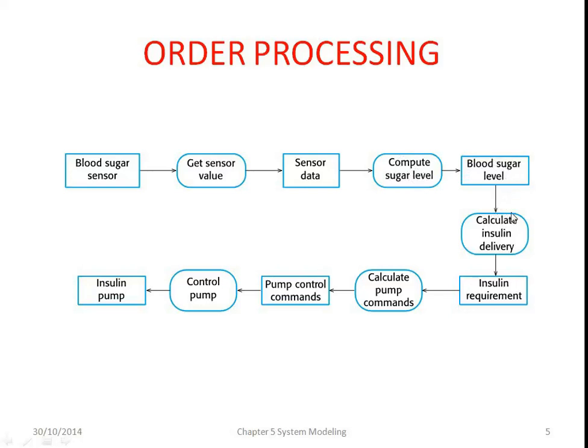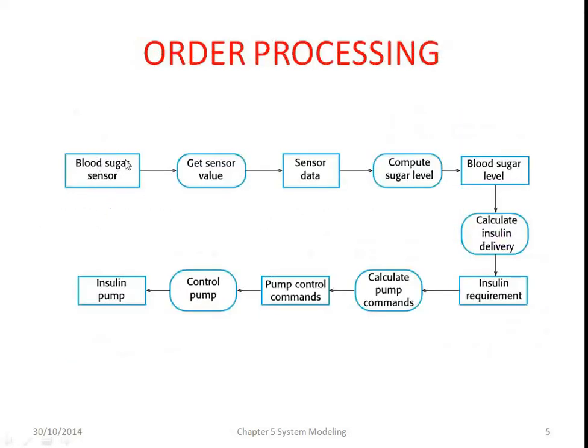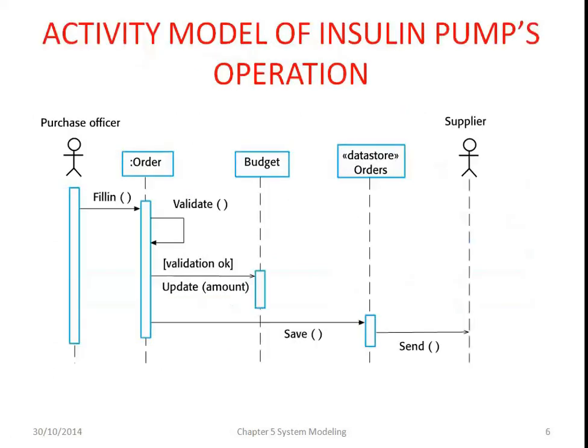Based on that level, it calculates the insulin delivery, whether a high dose or low dose of insulin is required. Then it goes to the insulin requirements, calculates the pump control commands, controls the pump, and delivers the insulin. So this is the sequence of operations, the sequence of actions. The input is the blood sugar level, and finally it computes the insulin pump commands. This is the activity model of insulin pump operation.